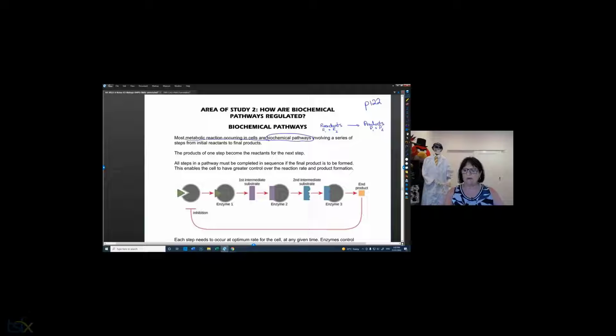We can do that with biology, except most of the reactions to go from initial reactions to the final products is not just one big jump. There's usually a series of steps. And in biological reactions, having a series of steps, what this does, it gives the cell greater control over the reaction rate.